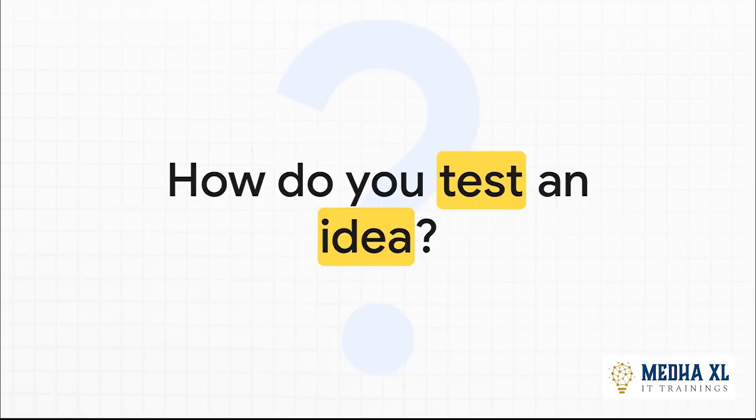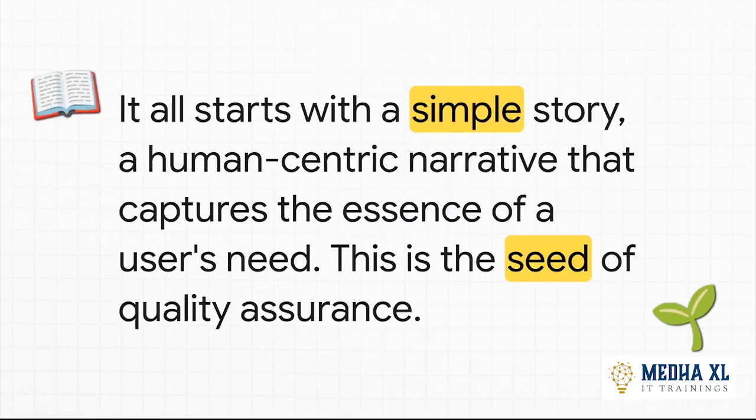So let's just start right at the beginning. How do you test an idea? I mean, you have a concept, a requirement, but how do you actually make sure it works the way it's supposed to? And not just that it works, but that it's tough, reliable, and won't break. Well, you might be surprised to hear this, but it all starts with a story. Seriously, a simple, human-focused narrative that just captures what a user is trying to do. This right here is the seed that everything else in quality assurance grows from.